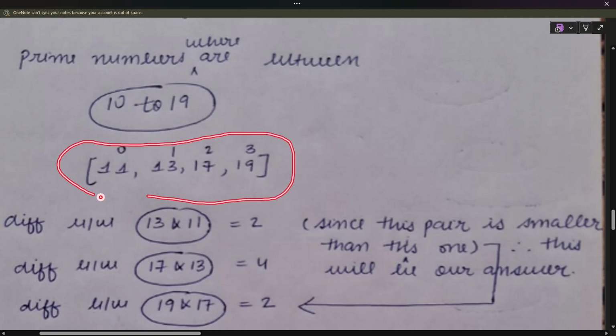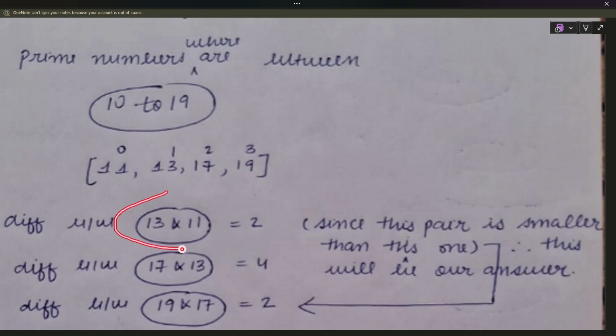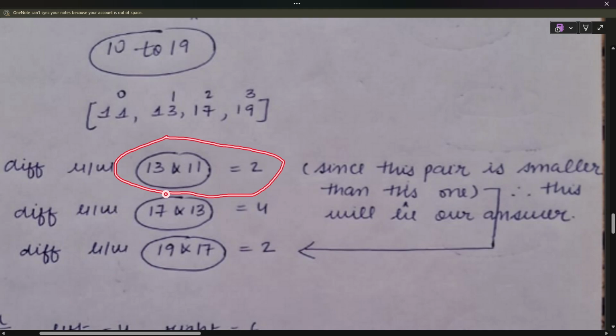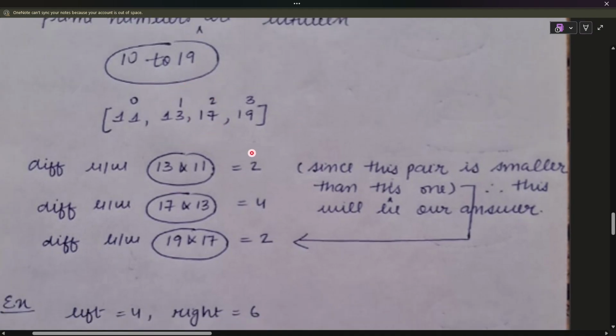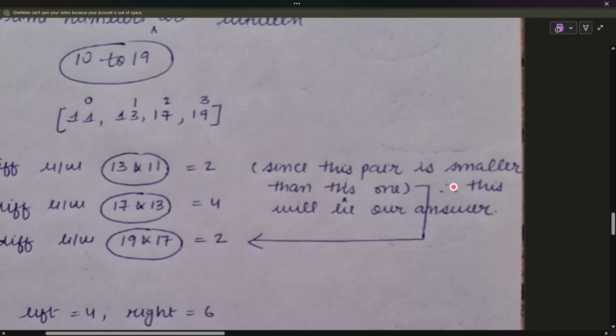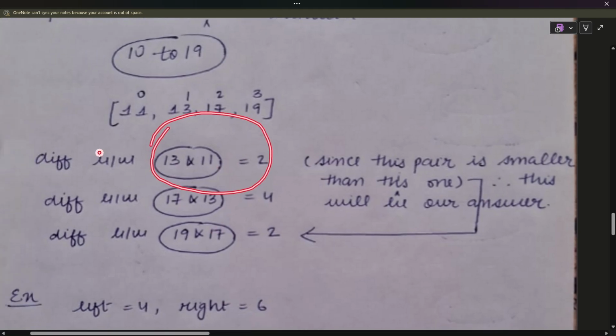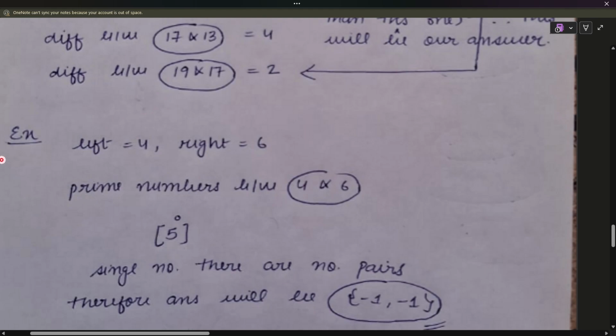As you can see, here we find out all the elements which are in the range. So what we just need to do is find out the pairs whose difference is minimum. We first find it for 13, 11. This is a pair, this is also a pair, and this is also a pair. As you can see, there's a difference of 2 here and 2 here. Since this pair is smaller than this one, this will be our answer.